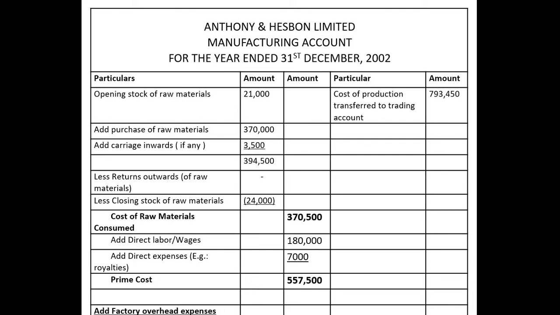We add direct wages or labor, which amounts to 180,000. We add direct expenses such as royalties, which amount to 7,000, and we get prime cost. And our prime cost is 557,500.